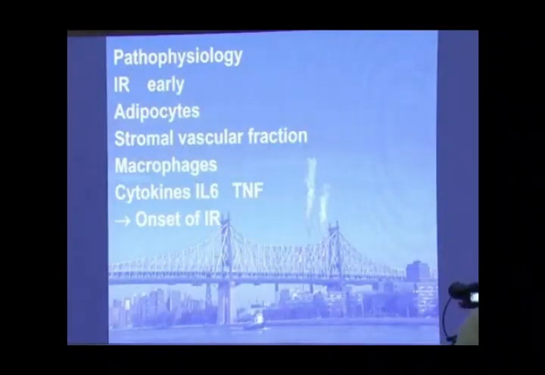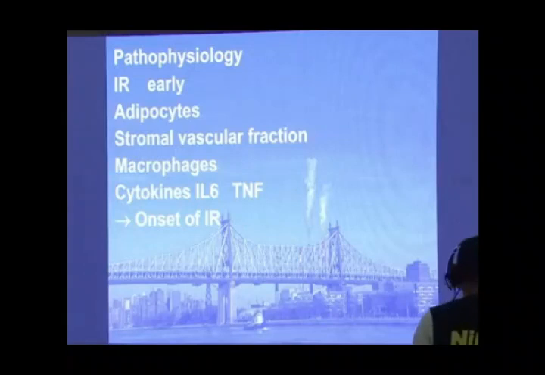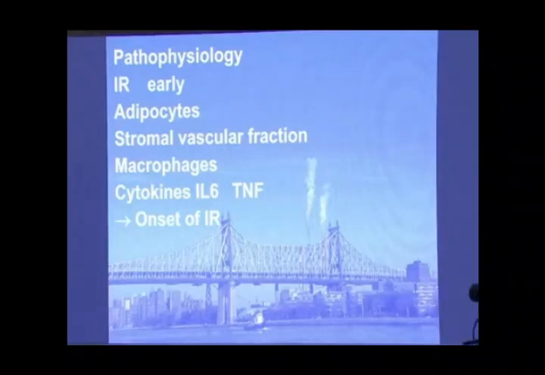At the beginning of the story, when the patient develops insulin resistance, the adipocytes start to enlarge, and their stromal vascular fraction is going to attract macrophages. The macrophages surround these adipocytes, and the story starts with secretion of cytokines, namely interleukin-6 and tumor necrosis factor, and this heralds the onset of insulin resistance, which is the phenotype of everything.